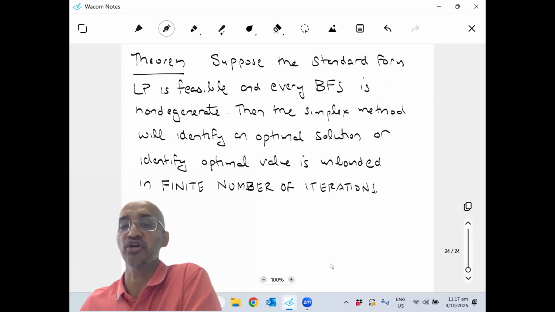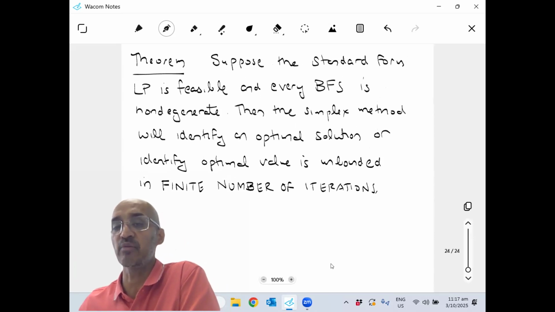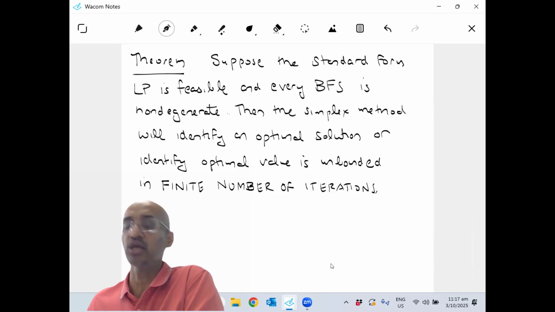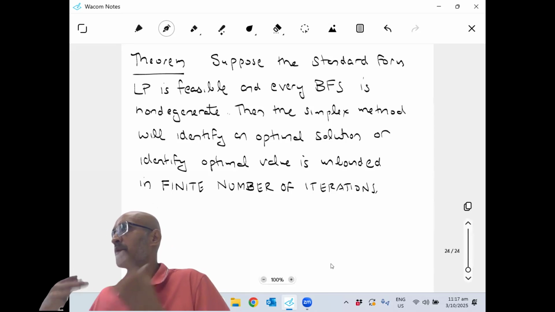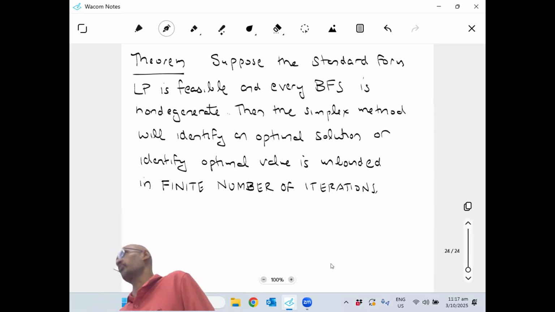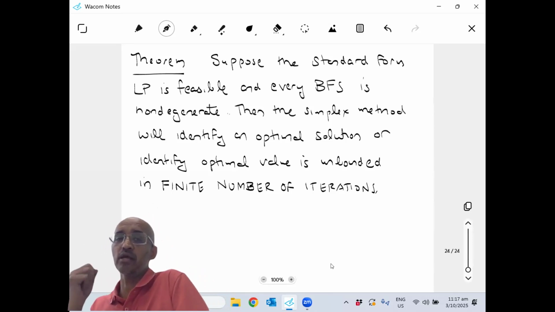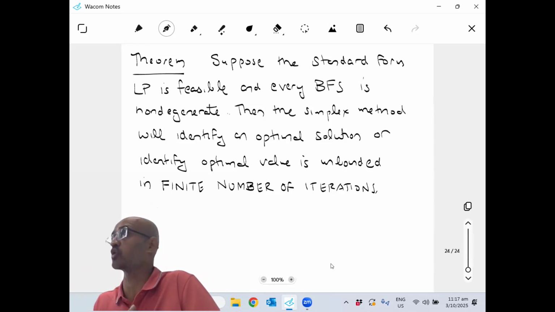So there are two assumptions here: the standard form LP is feasible, and every basic feasible solution is non-degenerate. I haven't told you as yet what to do if the LP is infeasible. We'll come back to that. But let's think about interesting problems where the LP is feasible and every basic feasible solution is non-degenerate.